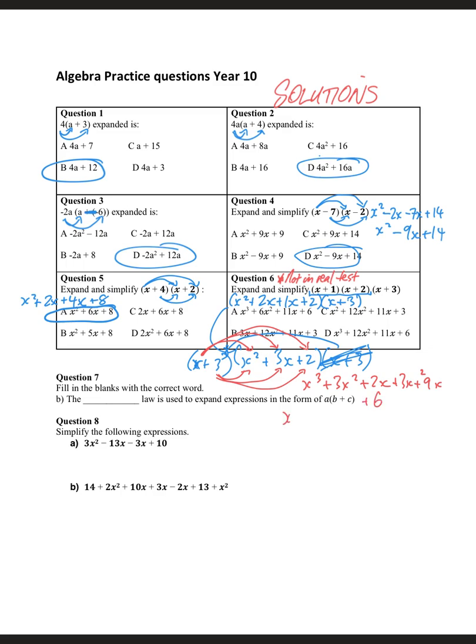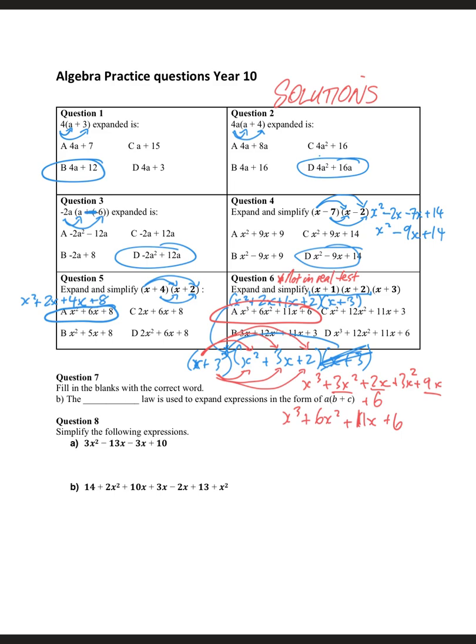Collect the terms. X cubed plus, I've got 3x squared, another 3x squared, but I wrote it weird. That was 3x squared there. So you've got 6x squared plus, I've got 2x and 2x and 9x, that's 11x, and I've got the 6 at the end. So x cubed plus 6x squared plus 11x plus 6. That is A.